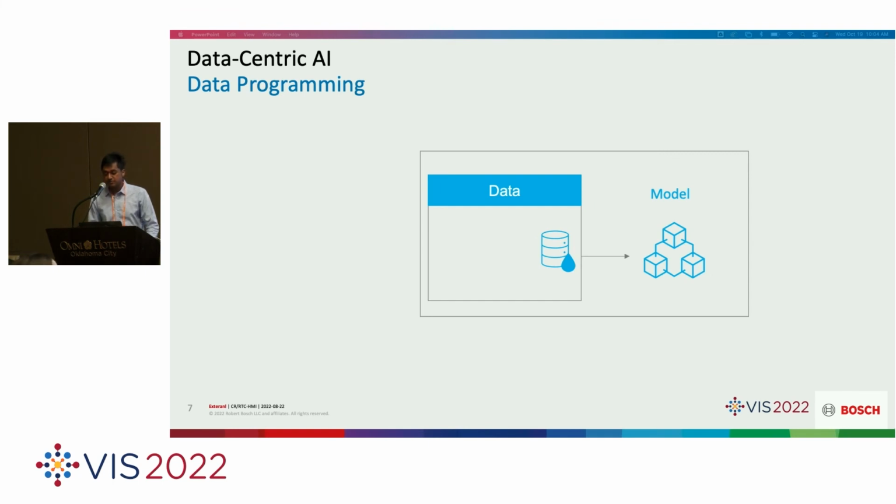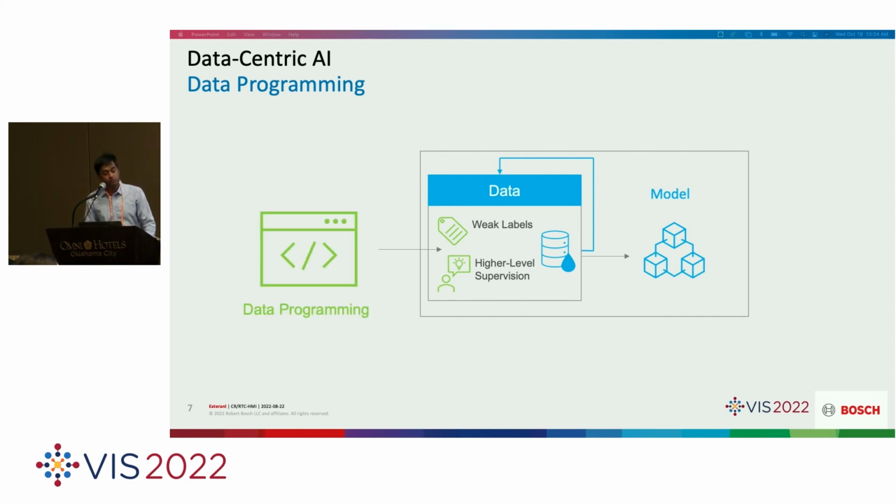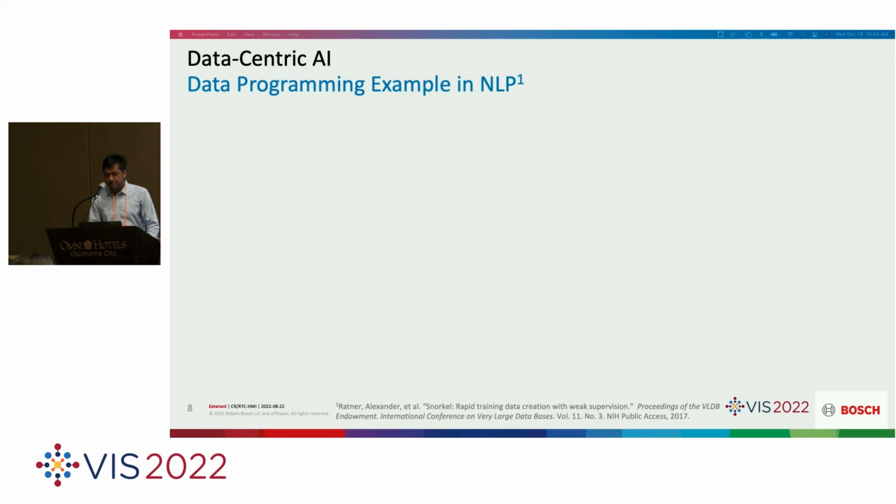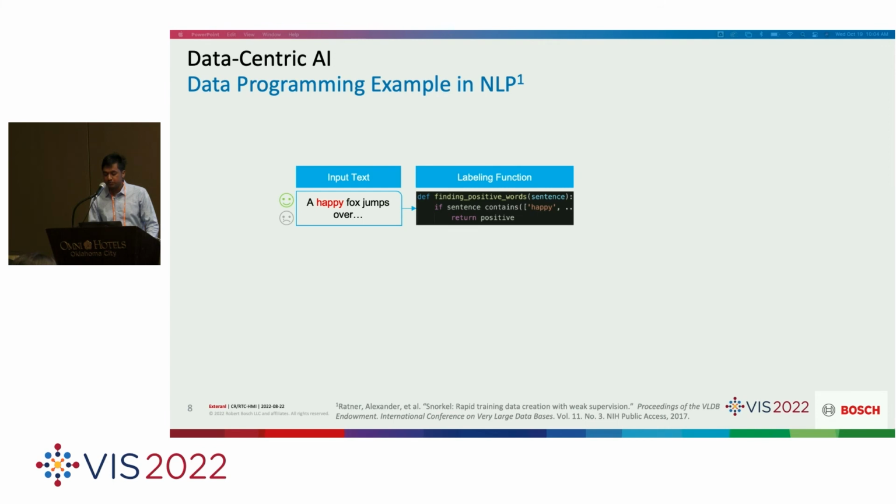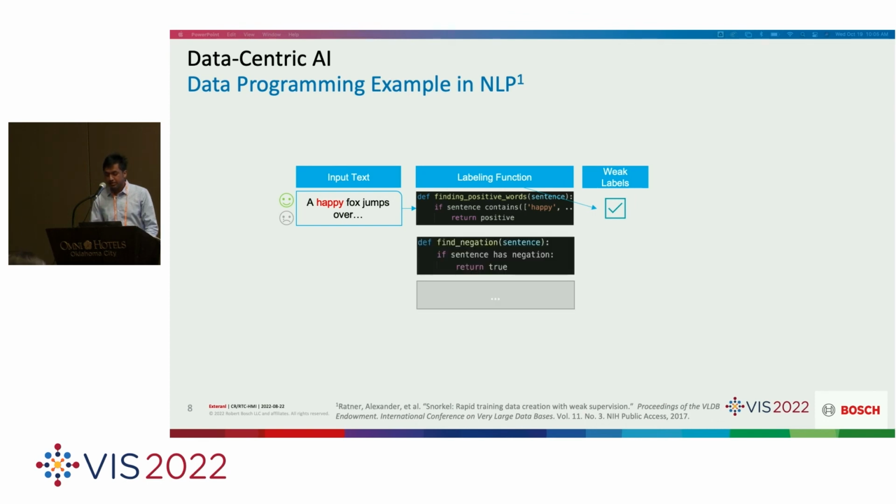Data-centric AI has recently emerged to address this issue by efficiently providing weak labels with a data programming approach. In this approach, a domain expert writes labeling rules that can be applied to a large dataset. For example, for a sentiment classification task, a text can be programmed as positive with a label function searching for positive words such as happy, excited. Many other functions can be defined and applied to a large corpus. These annotations can be used for large-scale model training.